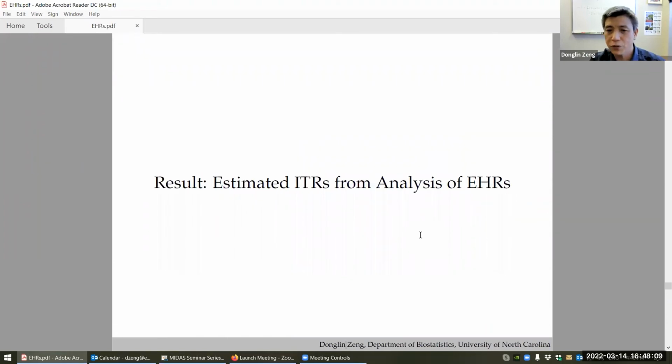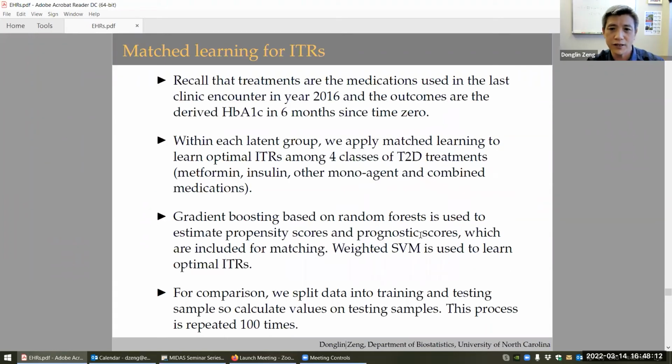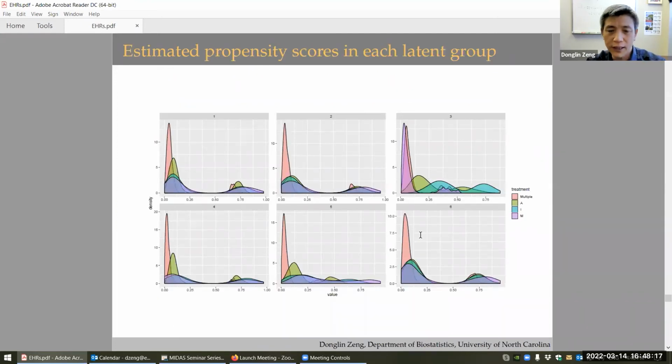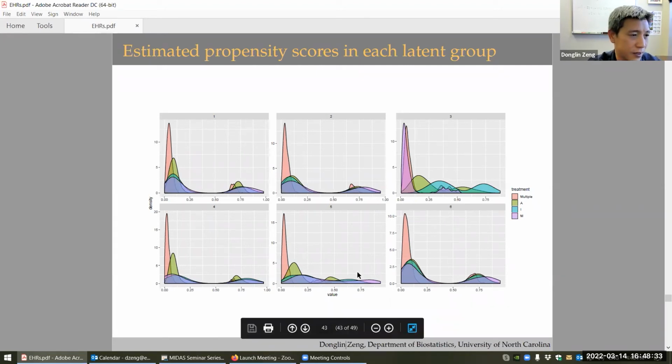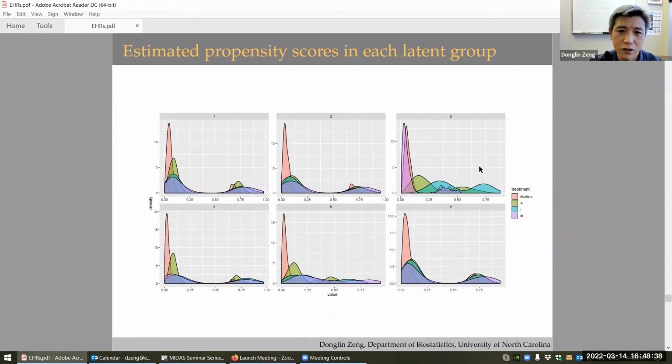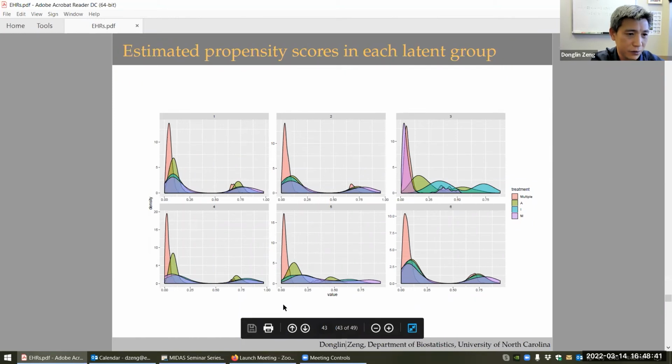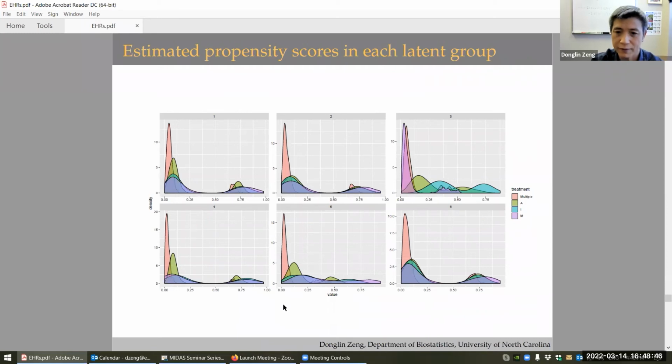So once we have these subgroups, as I said, we do machine learning, and this just describes how we do matching and how we analyze data. And then this shows the propensity score, because as I said, in an observational study there's no way you can avoid the propensity. You need to understand what kind of patients, what's the probability of each patient receiving a different treatment. And then you can see the propensity score is very different across treatments. This 6 corresponds to the 6 groups I mentioned earlier, right? Using cluster analysis we have 6 groups, so we looked at each cluster to study the propensity score pattern.